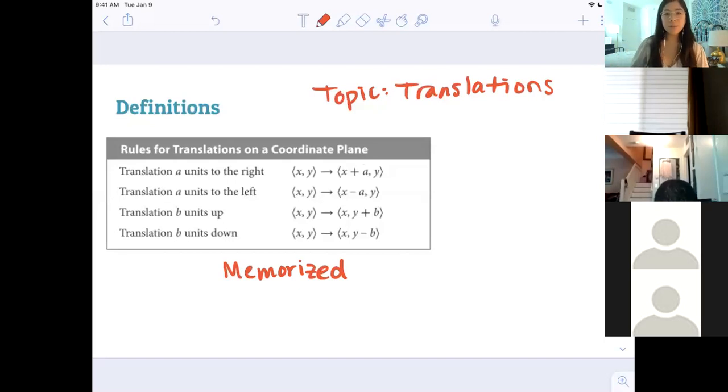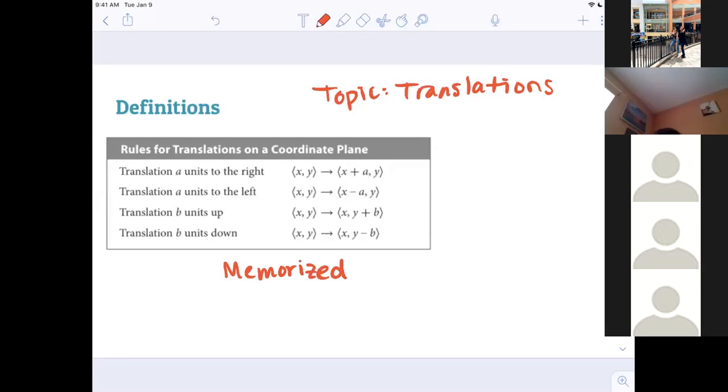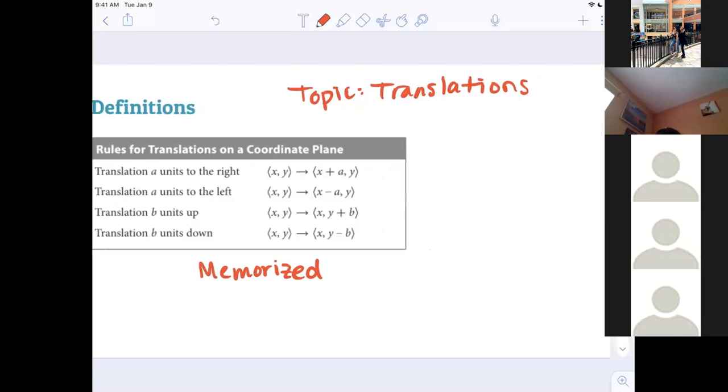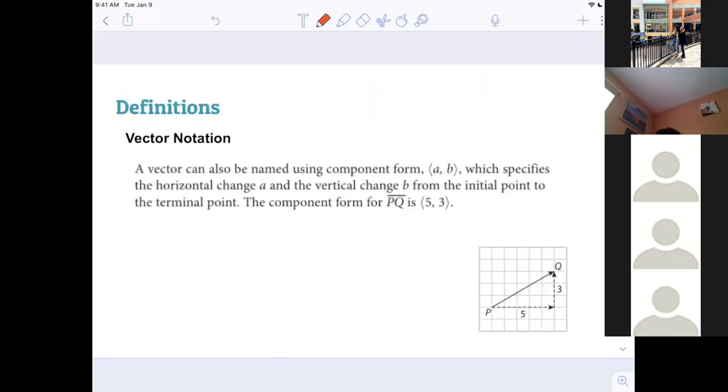Okay, so these rules for translation, what sets them apart from other types of rules is that you're always going to be adding or subtracting a number from the X or from the Y. So whenever you see a problem and you see that it's adding or subtracting, that's how you can tell that it's going to be a translation. So what we're going to do today is we are going to not only be able to see a figure and then translate it, but you also have to see a translation and figure out what was the rule behind it.